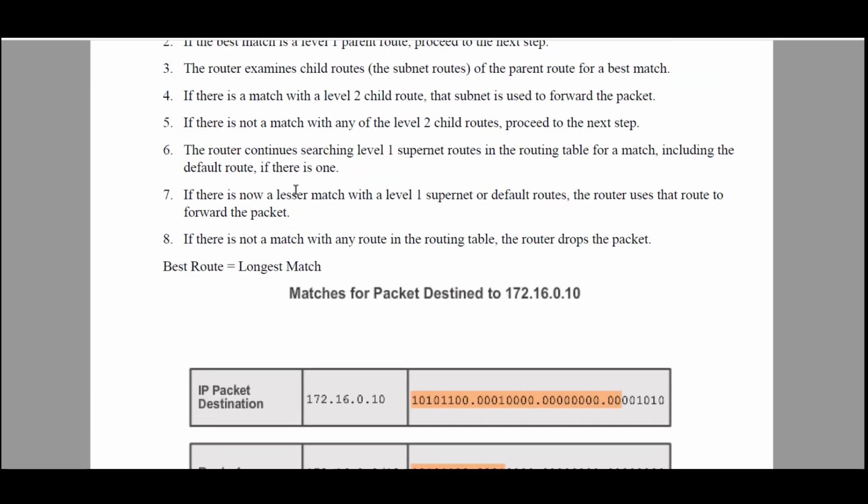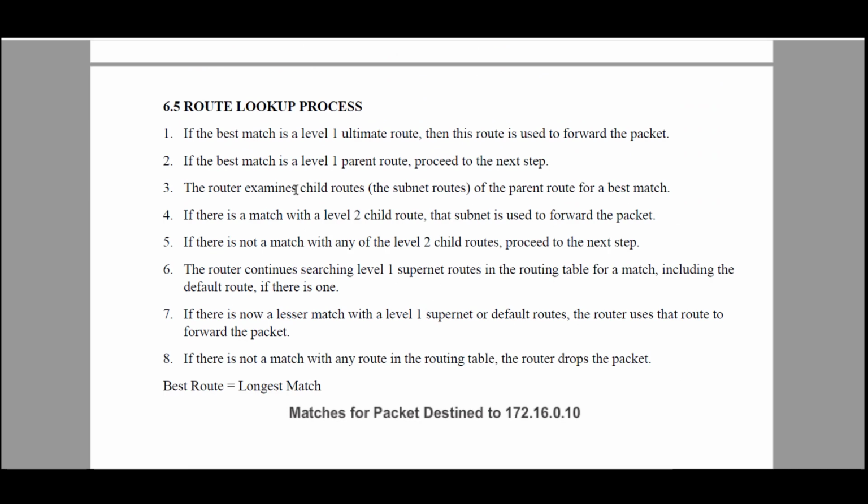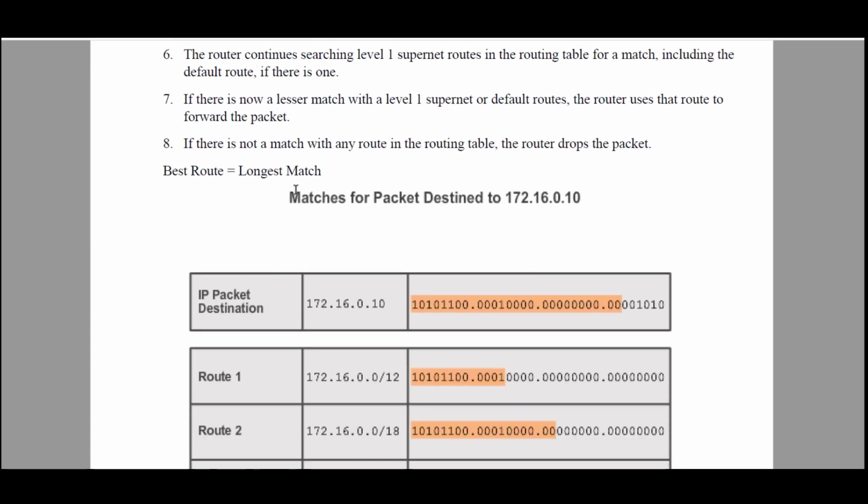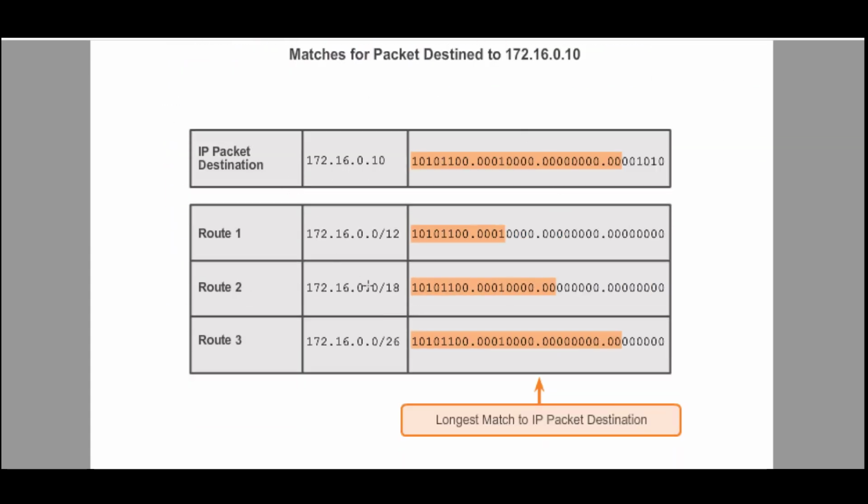The next topic is the route lookup process. What does the route lookup process mean? This is actually a problem-solving question, which you may get in short answer or multiple choice questions. A packet is coming to the router. Now the packet is saying, I want to go to a particular network, this is my destination, 10.0 something.